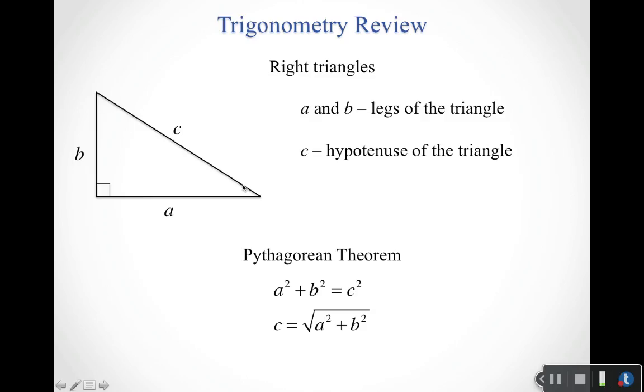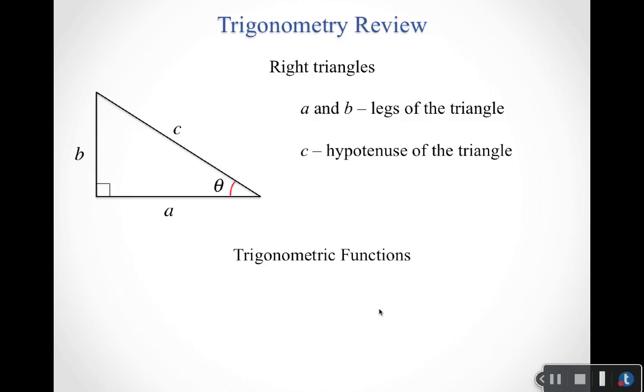So what we'll often do in terms of thinking about the length of the hypotenuse of a right triangle is we'll rewrite this in terms of C is equal to the square root of A squared plus B squared. And we'll see that this form is something that we'll use quite often with vectors.